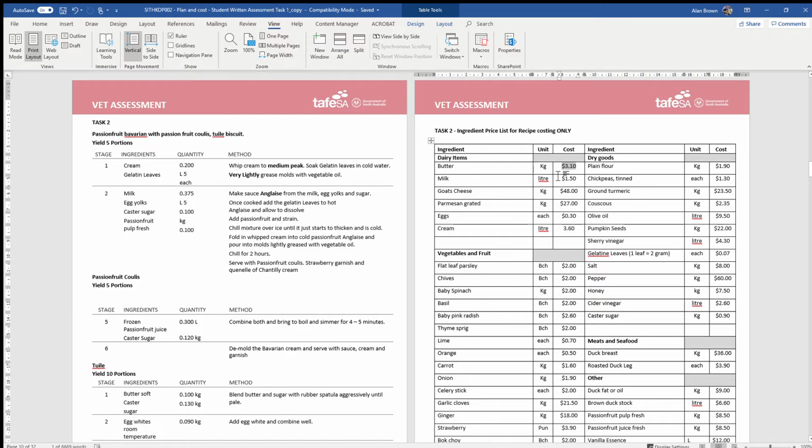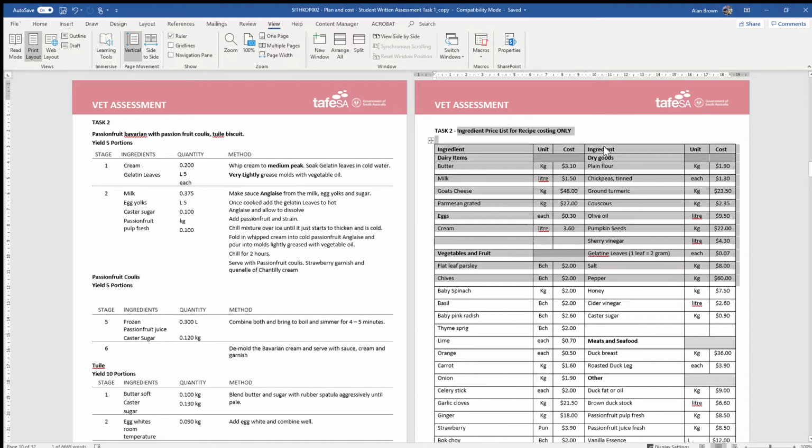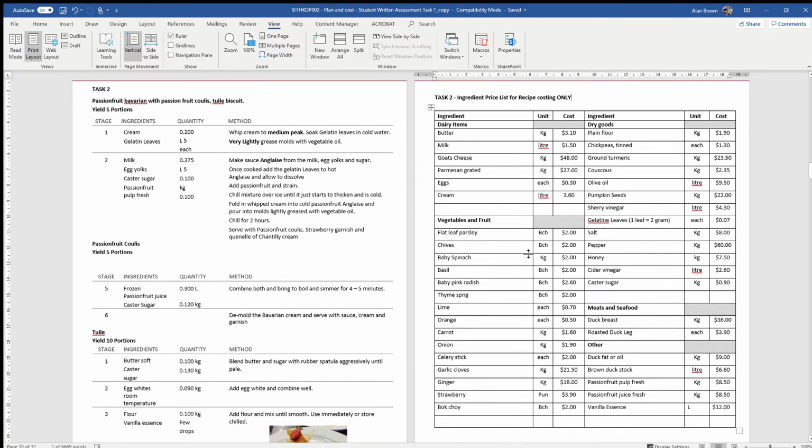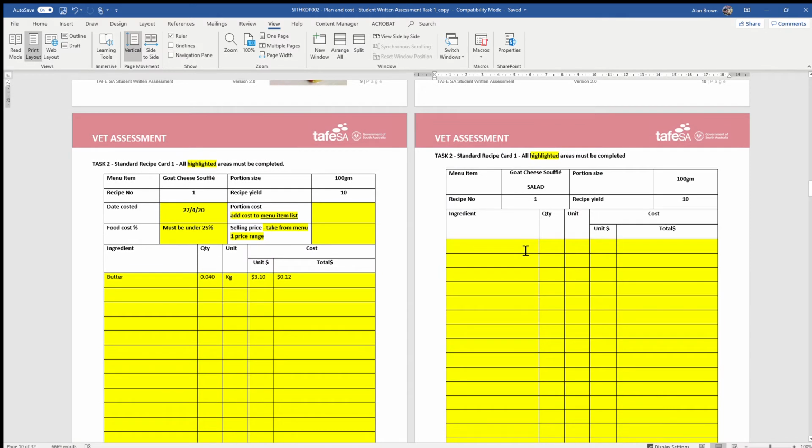Again, having 2 screens and having it open on both screens, or having this ingredients price list actually printed, will make your life a hell of a lot easier with this assessment. It's about getting it done and moving forward. Okay, so butter, put all that in.